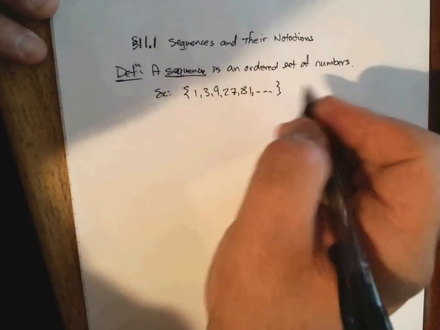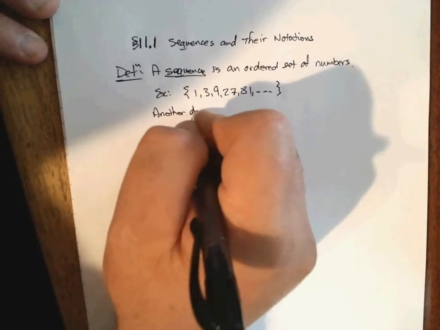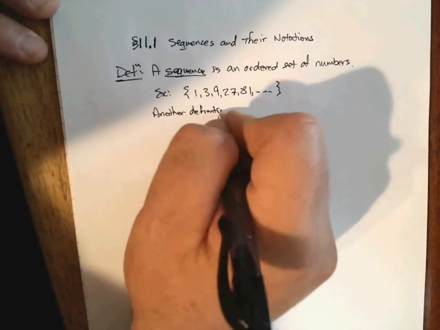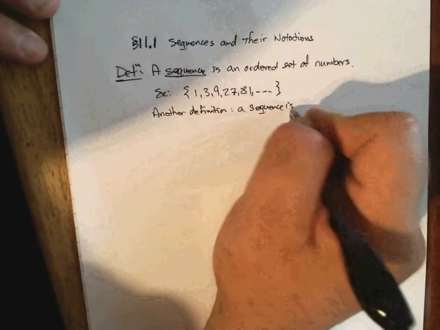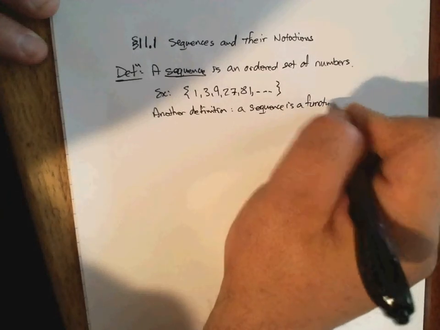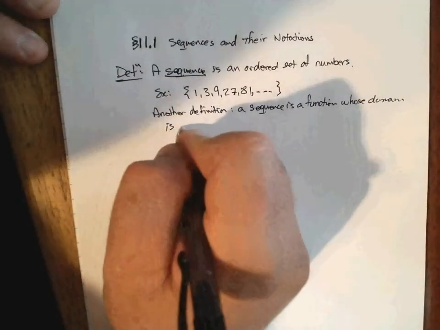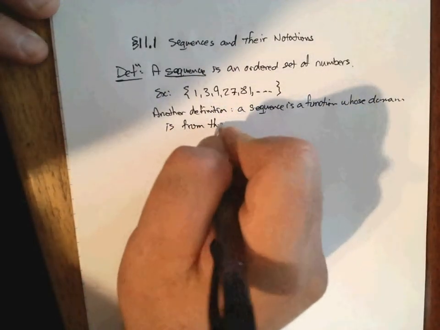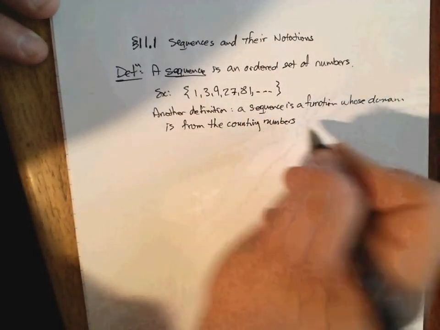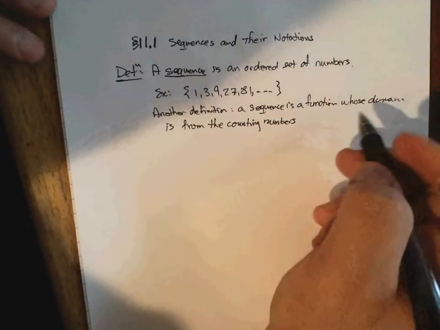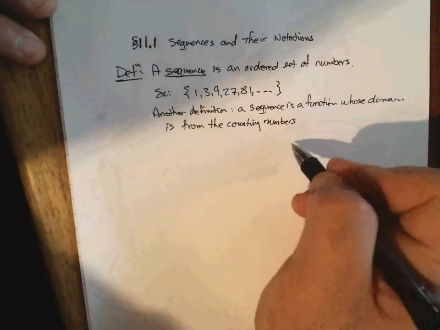Now, another way to describe a sequence, another definition, which we will find actually more useful. A sequence is a function whose domain is from the counting numbers. So you know the counting numbers, 0, 1, 2, 3, 4, and so on. Any subset of those counting numbers could serve as the domain for a function to define a sequence.